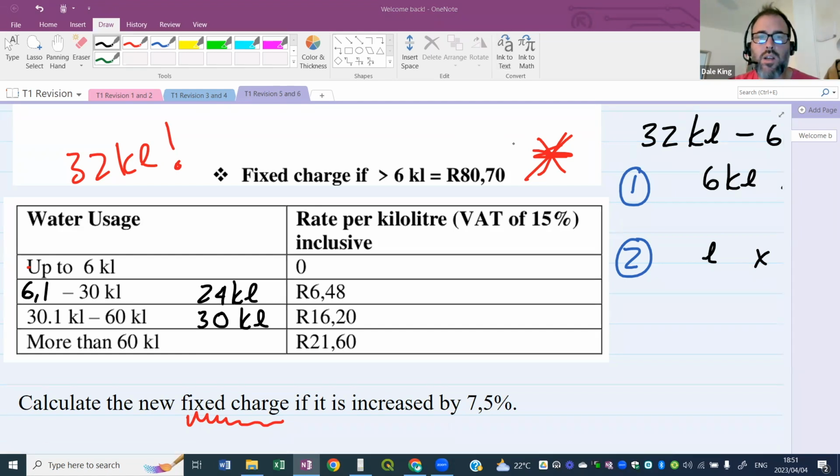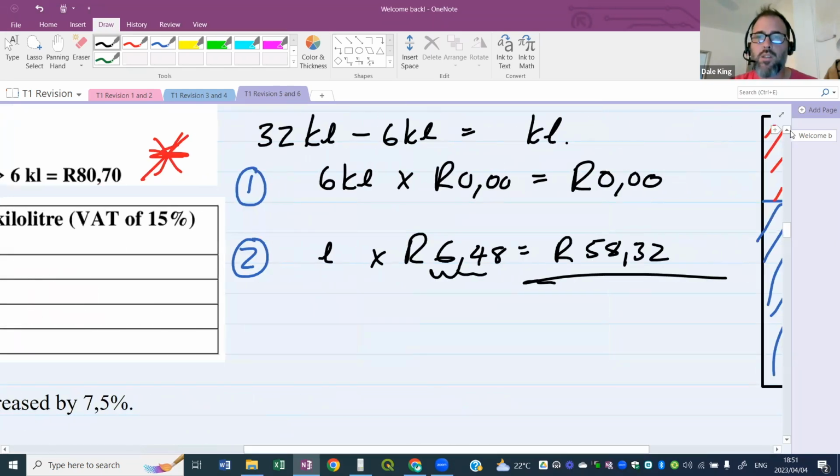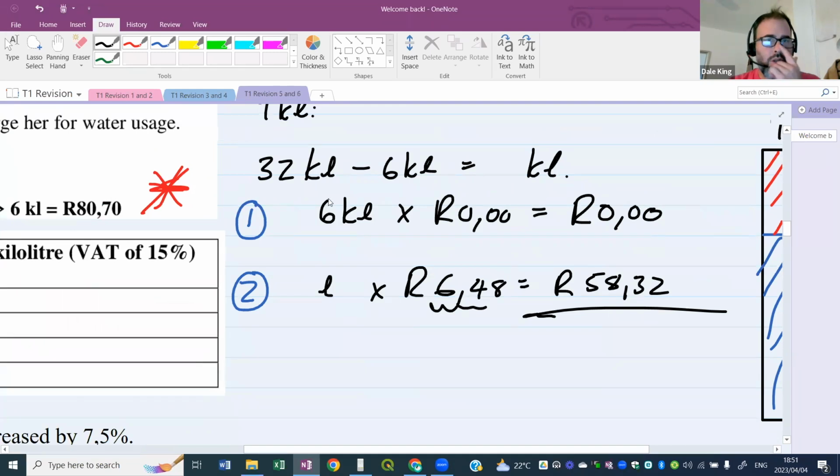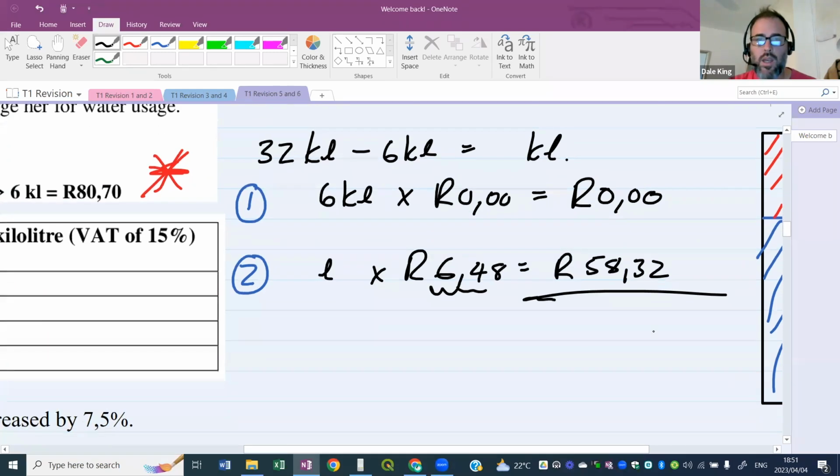All right, excellent. We've got a whole lot of answers now. So let's have a look. 32 kiloliters. Oh my gosh. So I'm going to go back to my method here, and I'm going to start with my 32. I'm going to remove 6 like we always do. 32 minus 6 is 26 kiloliters. All right. So we've got 26 left to work with. The first 6 we charge at 0 rand. So that's 0 rand over there.